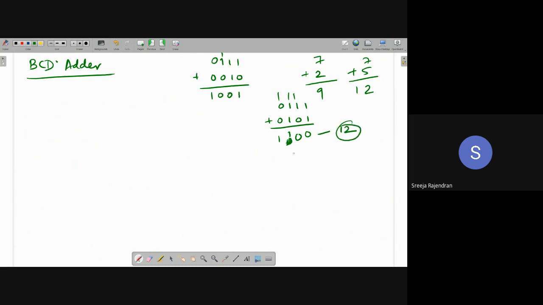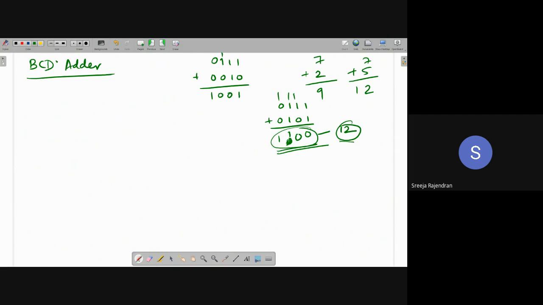No, this is not BCD. BCD has only digits from 0 to 9. That means these conditions are don't care. If you remember, in BCD anything beyond 1001 is don't care. So I cannot represent it as 12. In BCD representation, I cannot convert it.